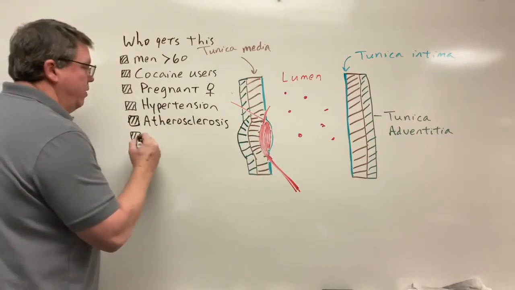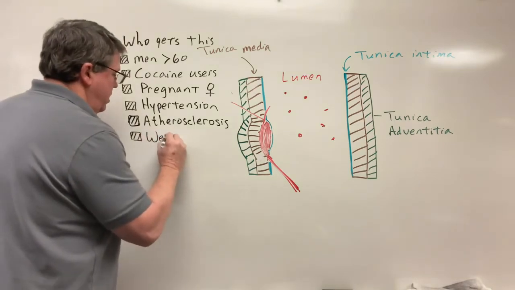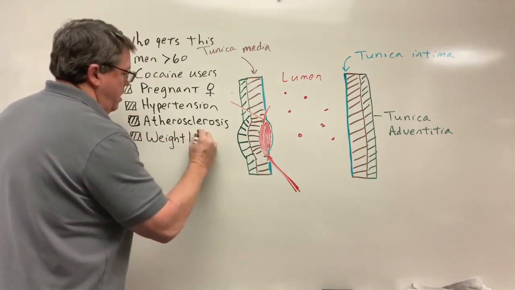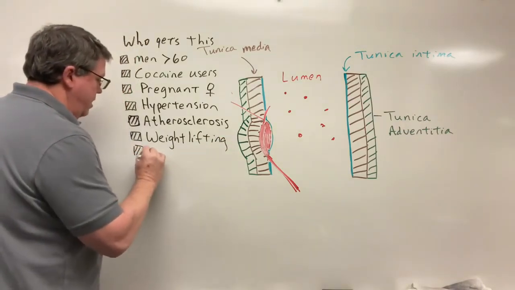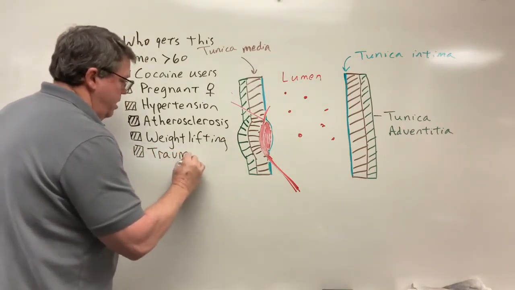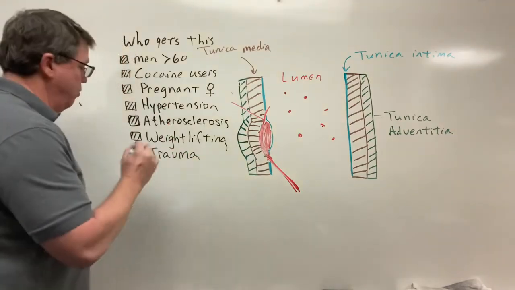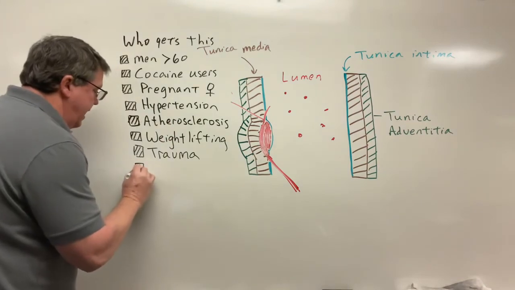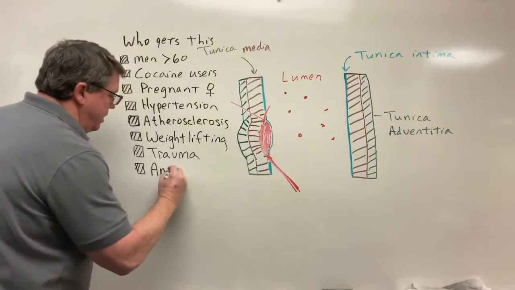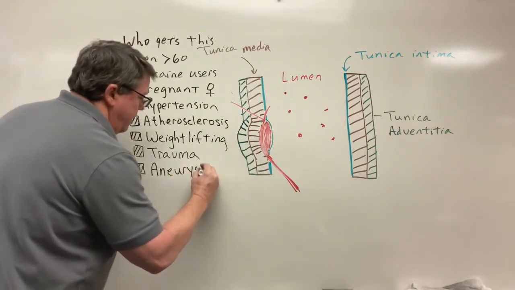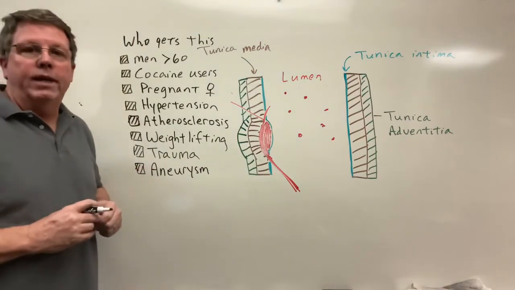Sometimes it can occur when someone's doing high intensity weightlifting. It can also occur due to trauma. Okay, so there's a few conditions that can actually cause it, another one is an aneurysm. If someone already has an aneurysm, the reason being is because this is already weakened, so an aortic dissection can happen too. Okay, so as you can see, these are the people who are most likely to get this.